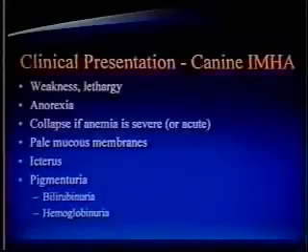The clinical presentation of patients are that they're usually weak and lethargic because they're anemic. They usually don't want to eat. They're anorectic. They can collapse if their anemia is severe. The mucous membranes are usually pale. Icterus is normally present, and Annie, remember, she had some elevated icterus on her blood smear evaluation, and her bilirubin level on her chemistry profile was elevated. That's all due to an increased destruction of red blood cells.